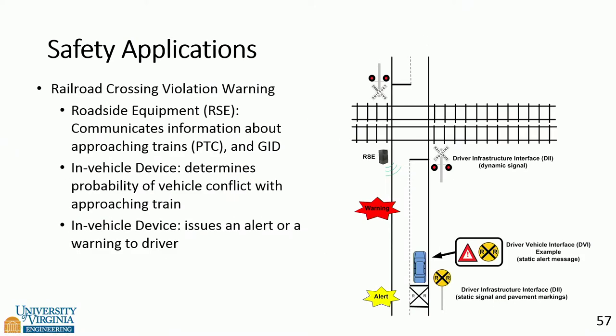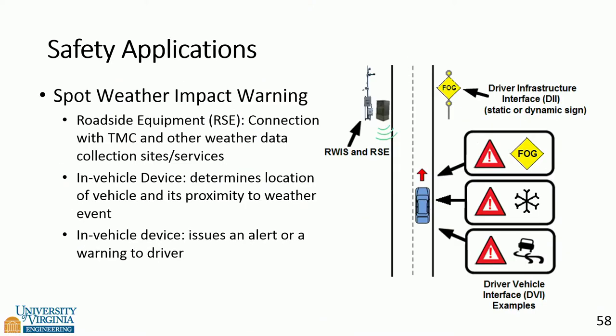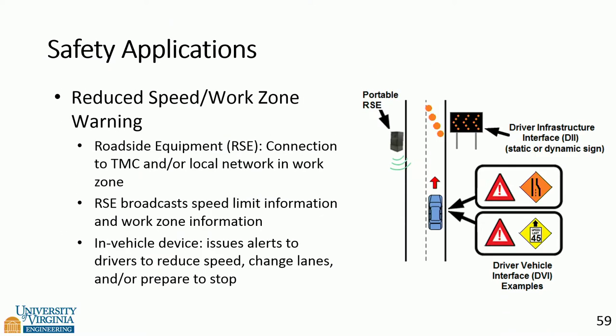Railroad crossings are a lot of the dangerous places, and you can actually have communications where trains are coming in, making sure that vehicles stop before the stop bar at the gate. That's important as well. Spot weather impact warnings: in a lot of cases, the road has icy situations, and if you can recognize those, this will be useful for improving safety.